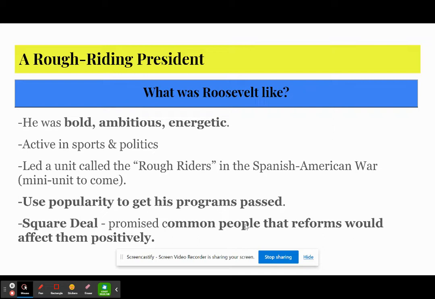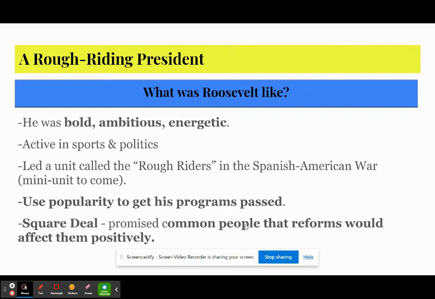So he was born into a wealthy family in New York. He had asthma during his childhood, but he was just a scrappy young man. He was very bold, ambitious, and energetic. Dare I say charismatic. People really liked him. He was active in sports and politics during the Spanish-American War, which we're going to learn about in our next mini unit. He led a unit called the Rough Riders. Actually, Kent Roosevelt High School, their mascot is called the Rough Riders. And he used his popularity to get his programs passed, these reform programs during his presidency.